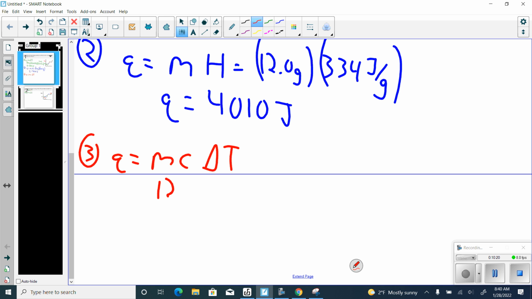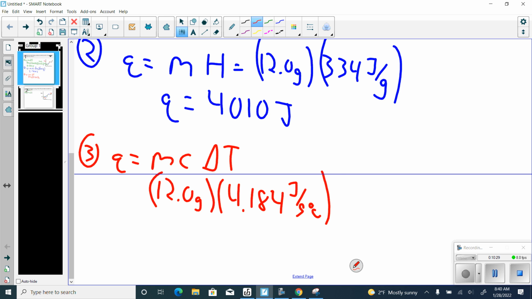All right, so 12.0 grams is still the mass. Now I'm going to use the C value of liquid water. Delta T, the final temperature I'm raising it to is 100, minus 0, so change the temperature to 100.